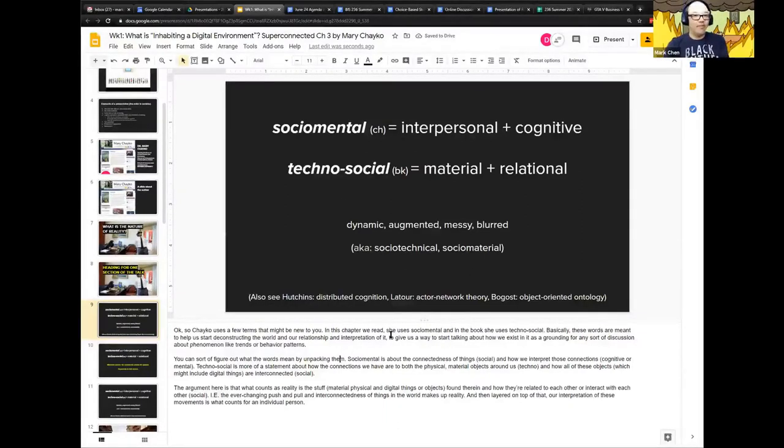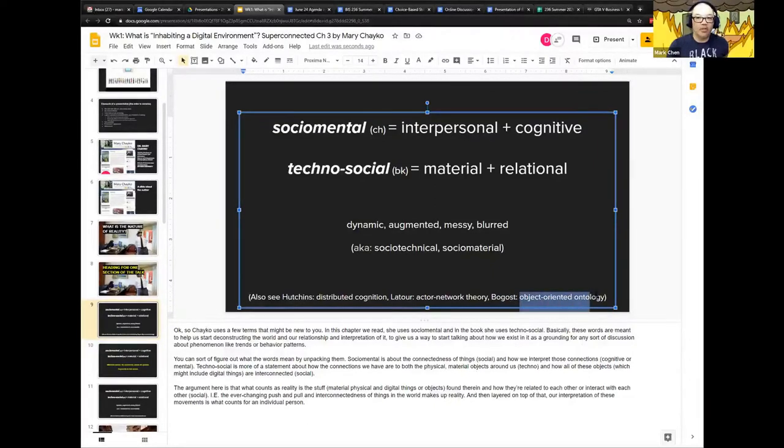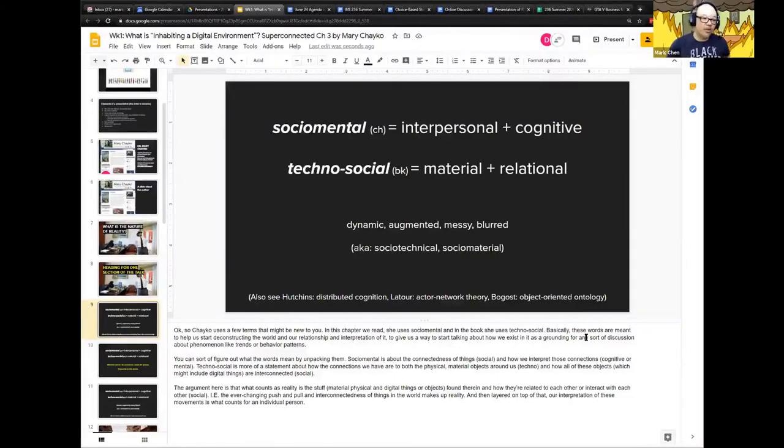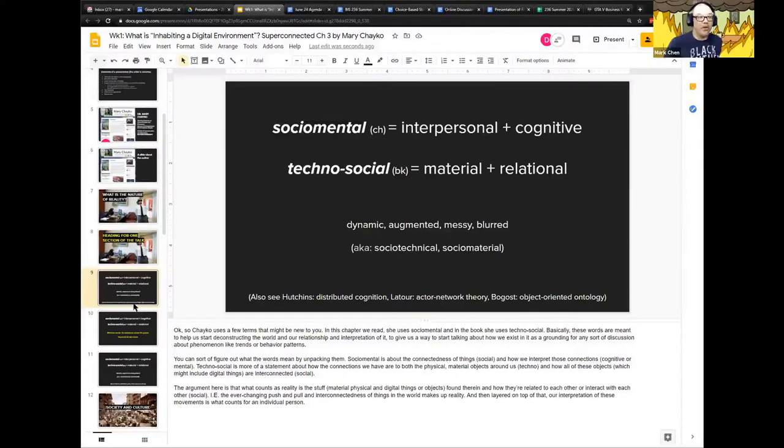If you're interested in this chapter or the book in general, there's a whole bunch of other things that you could get into. This thing called distributed cognition, actor network theory, all these different things. Bogost is the same Ian Bogost that we're going to be reading later on in the quarter. He calls these things object-oriented ontology, an ontological theory about how the world works. This way of thinking about the world in terms of the social technical, as in the objects we have around us and our relationship to those objects, is object oriented, using the same word as in object oriented programming, if you're familiar with it. Different objects have different functions and different attributes, and they're all interrelated. And it doesn't matter if they're human or non-human.